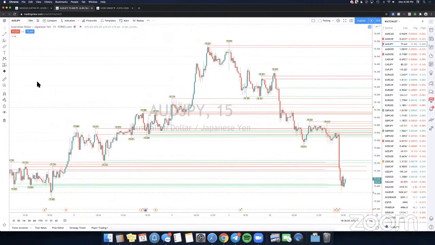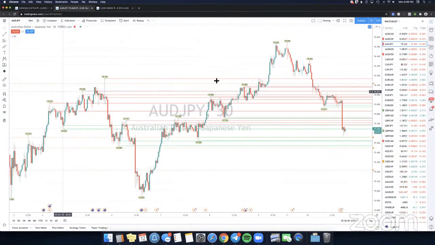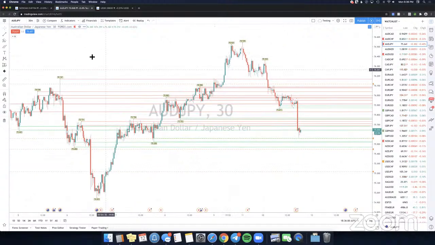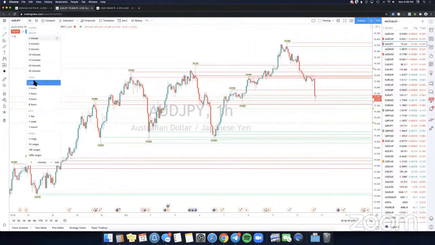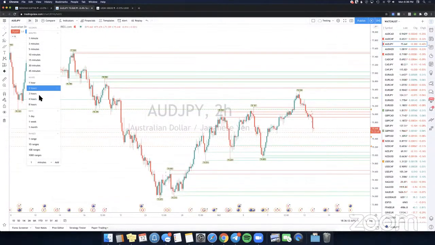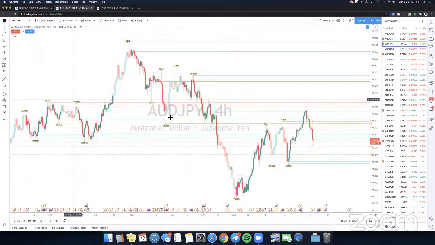It doesn't matter which time frame you trade on, but obviously the zones are going to be stronger on the higher time frames. So this is a 30-minute, 1 hour, 2 hour, 4 hour. It really depends on you. But obviously I trade on the 4 hour. So that's why I do all my zones on this chart. And they're usually the strongest zones too if you're trading intraday.